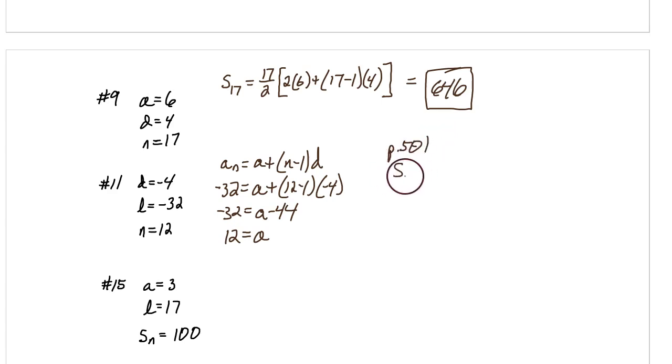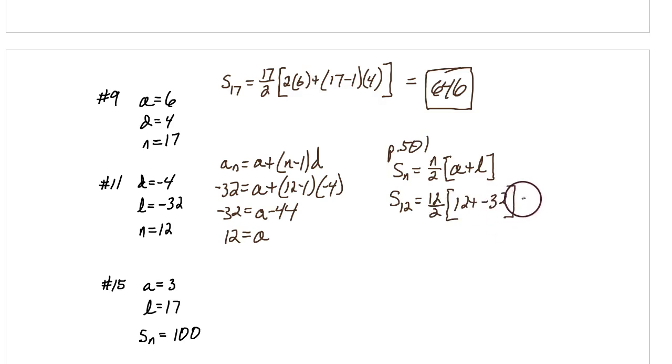It looks like this. The sum of n numbers is equal to n divided by 2 times (a plus L). We want to find the sum of 12 numbers. So that's 12 divided by 2 times (12 plus negative 32). And then evaluate this on a calculator. Inside the bracket makes negative 20, and then times that by 6. The result is negative 120.